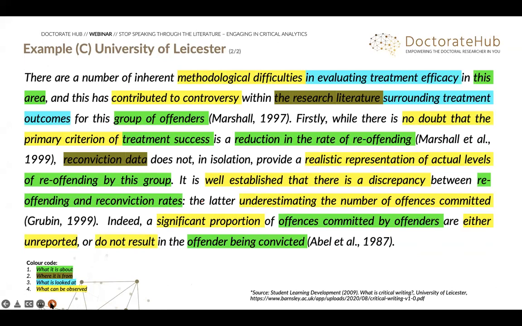Now, if we look at it using color code, then the green parts show what the study is about. The dark green parts show where it is from. The bluish one shows what is looked at. And the yellow parts show what can be observed. So this is a fairly connected, comprehensive and well-written piece.